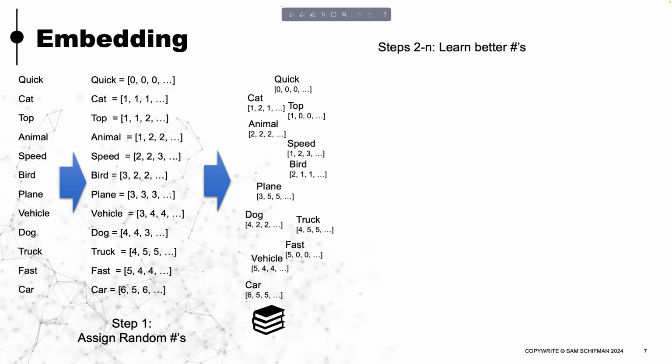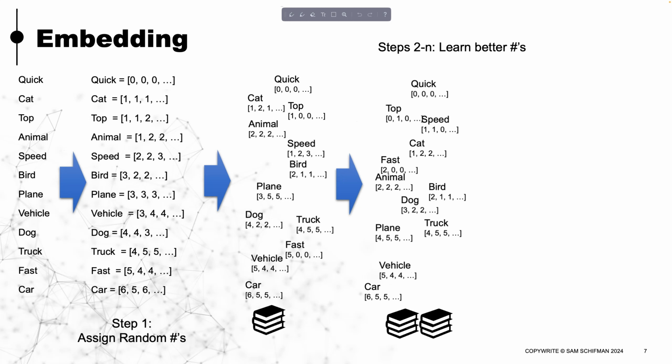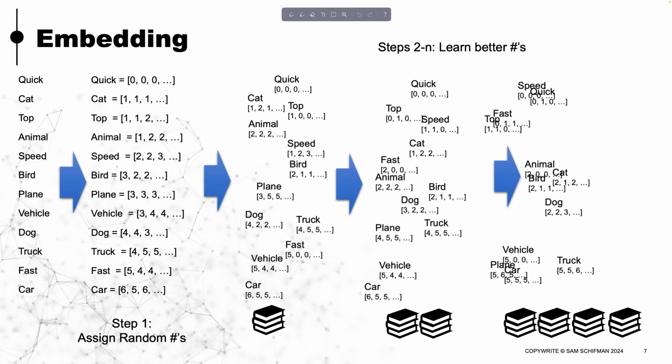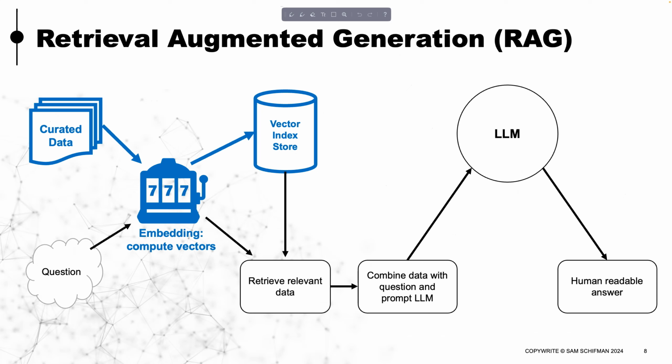To understand how RAG works, we first need to understand a concept called embedding. This is the process of assigning numbers to words. But we don't just want to assign random numbers. What we want is for the numbers that represent similar words to get grouped close together. We do this by training an embedding model. Over time, as we train the model with more and more text, it learns to give words that are similar in meaning similar numbers.